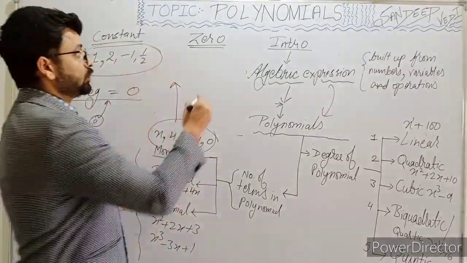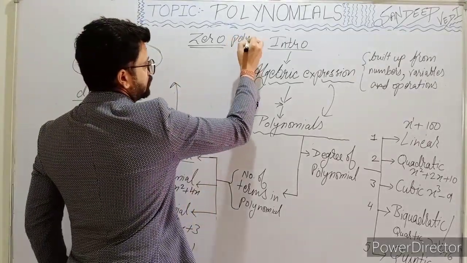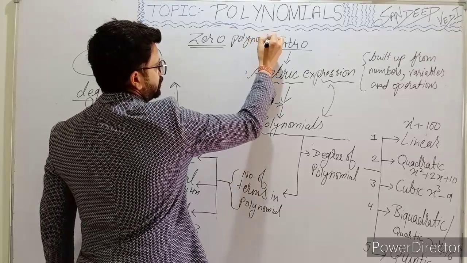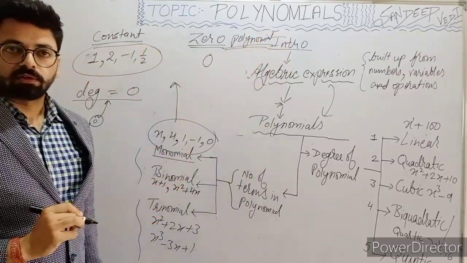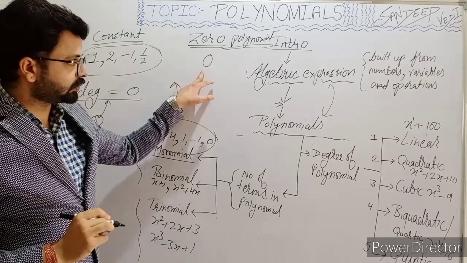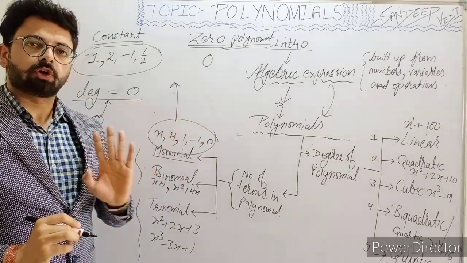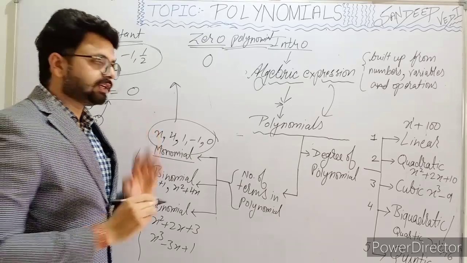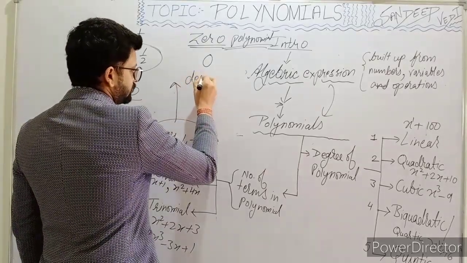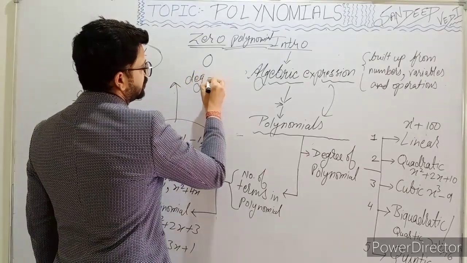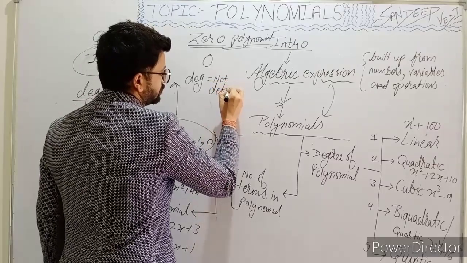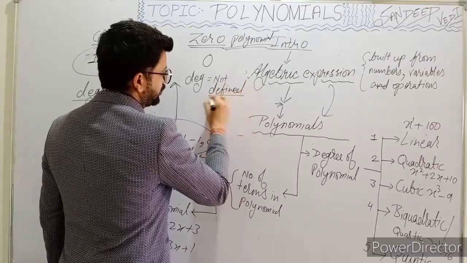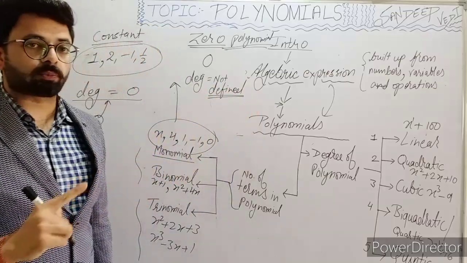And then what is the zero polynomial? The zero polynomial is the number 0 only. The number 0 is the only zero polynomial. And the degree of this polynomial is not defined. I will also tell you the reason why the degree of the zero polynomial is not defined.